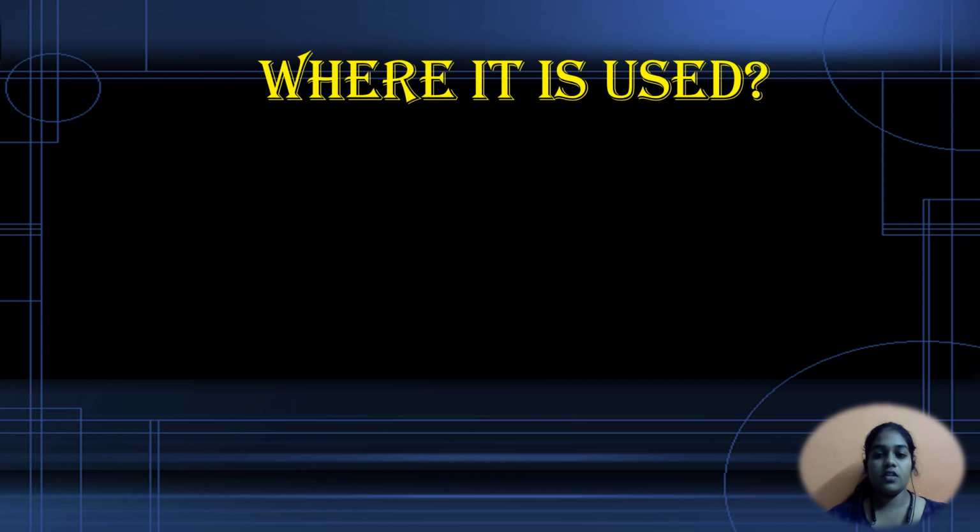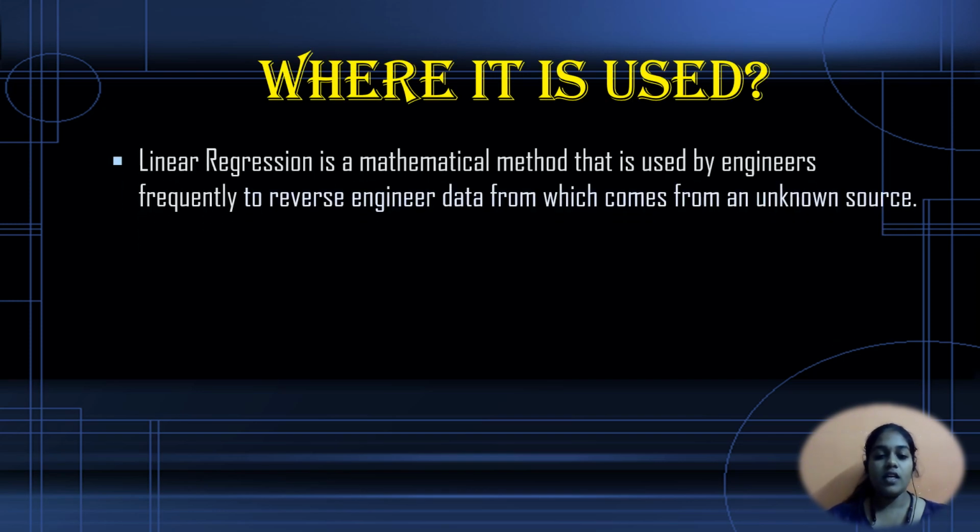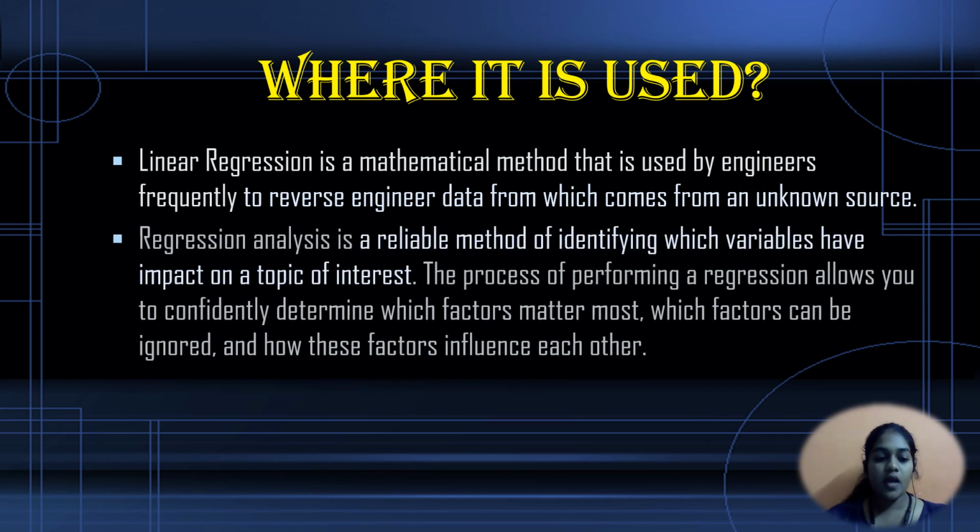Before knowing about the topic, let us know where these lines of regression are used in engineering. Linear regression is a mathematical method that is used by engineers frequently to reverse engineer data which comes from an unknown source. Regression analysis is a reliable method of identifying which variables have an impact on a topic of interest. The process of performing a regression allows you to confidently determine which factor matters the most, which factors can be ignored, and how these factors influence each other.